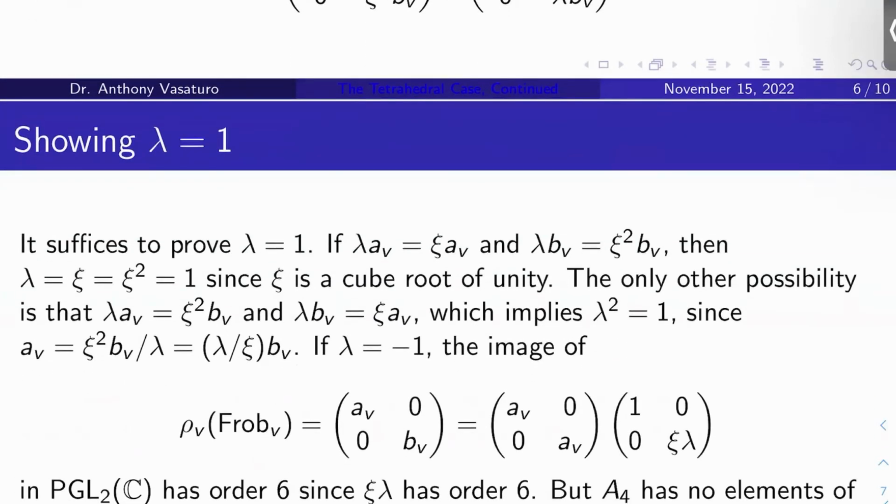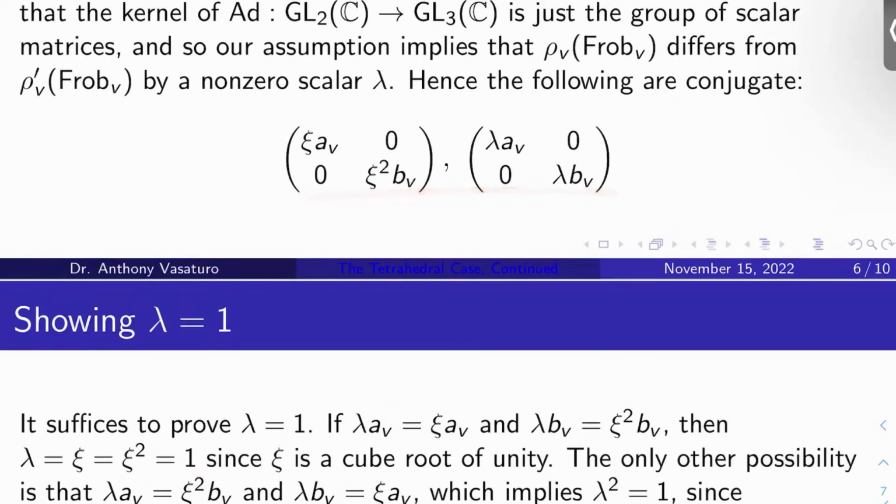Okay, but there are two possibilities if these are conjugate. Either lambda a_v is just c a_v, and lambda b_v is c squared b_v, or lambda a_v is c squared b_v, and lambda b_v is c a_v. Let's tackle the first case.